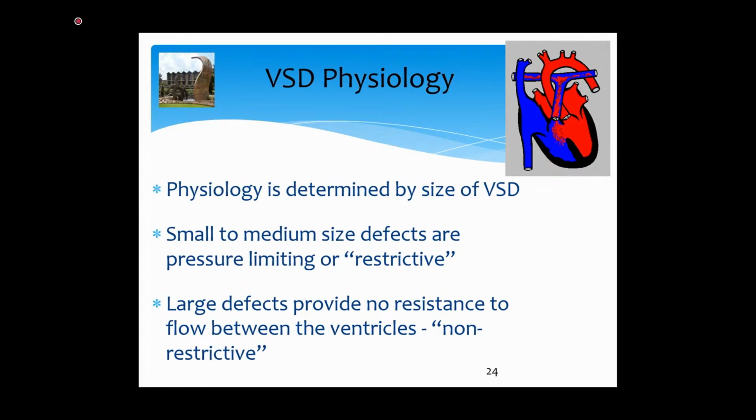The physiology is also just determined by the size of the VSD. Small to medium-sized defects are pressure limiting, or what we call restrictive. They are the ones that will make the most noise in terms of murmurs. The louder the murmur, the more likely that the VSD is small. Large defects provide no resistance to flow between the ventricles, therefore they are non-restrictive, and the blood flow might be extremely large into the pulmonary side, and this child will present more symptomatically with respiratory distress.